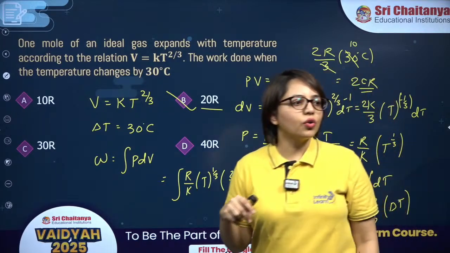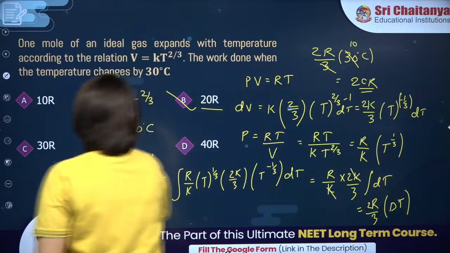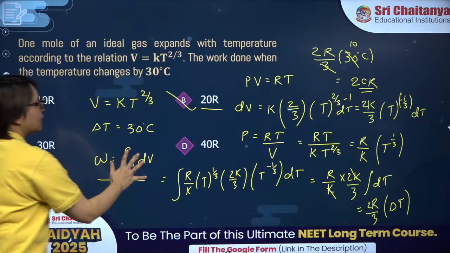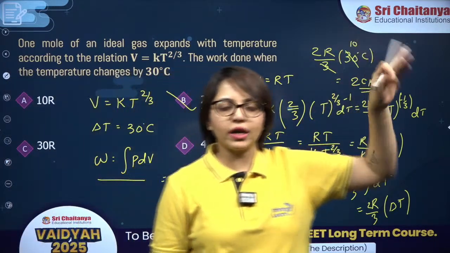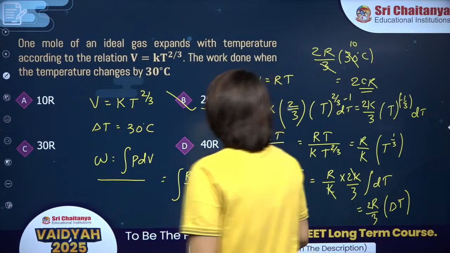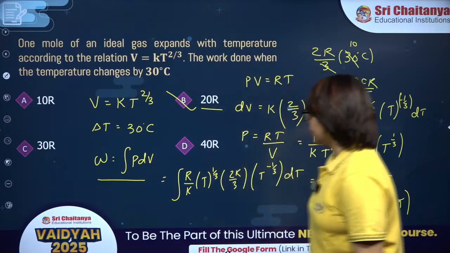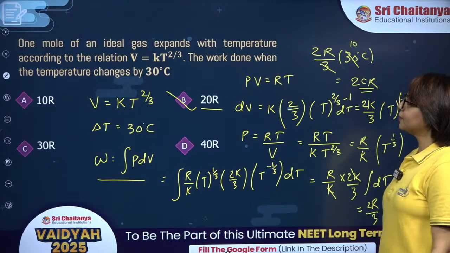Alright, so whenever you have work done, please apply this formula to get the answer. And for ideal gas, use PV is equal to nRT for any conversion. Right, this will give you the answer. Chaliye, let's move on to the next one.